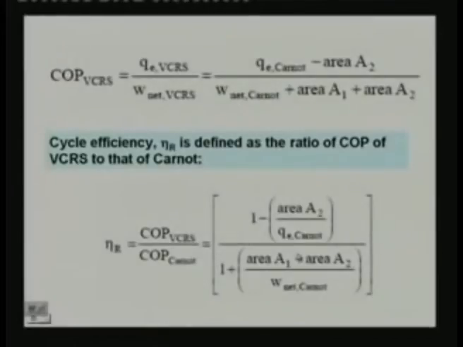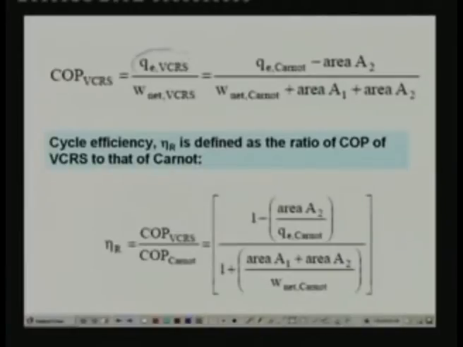For example, COP of the vapor compression refrigerant cycle is defined as the refrigeration effect of the vapor compression refrigerant cycle divided by the net work input in the vapor compression refrigerant cycle. QE of the vapor compression refrigerant cycle is written as QE Carnot minus throttling area A2, and work input of the standard cycle can be written as work input to the Carnot cycle plus superheat horn area A1 plus throttling area A2.